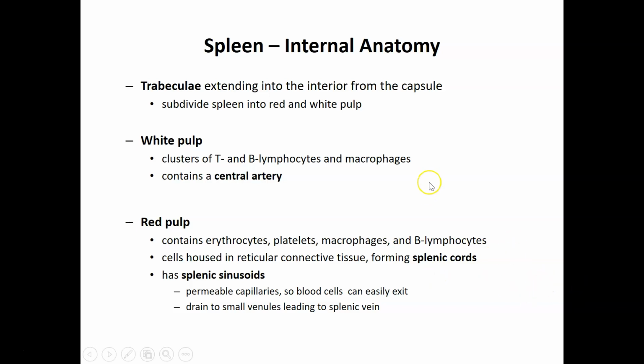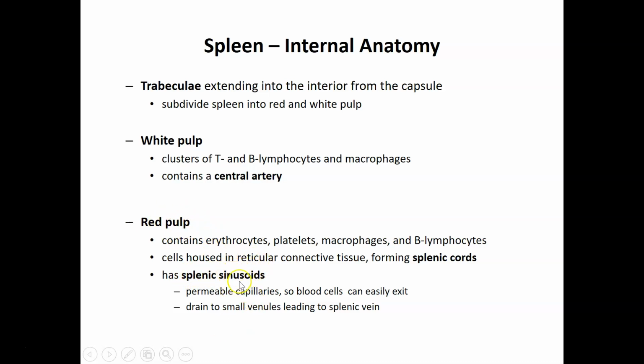Now, within the red pulp are what are called splenic cords, and these are similar to the medullary cords in the lymph nodes. So these are containing reticular connective tissue and the fibers of those connective tissue, and this creates a space for blood to flow through it. So that's in the red pulp. Also in the red pulp, the central artery is going to branch into arterioles that are going to lead into the splenic sinusoid capillaries in the red pulp.